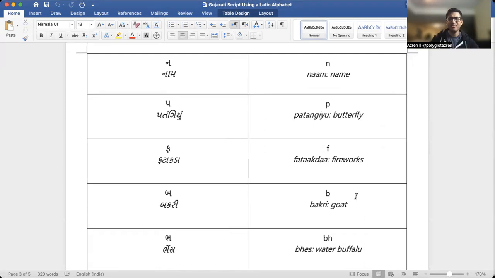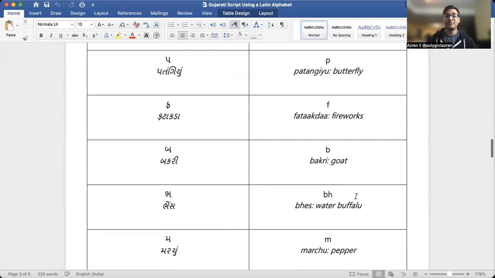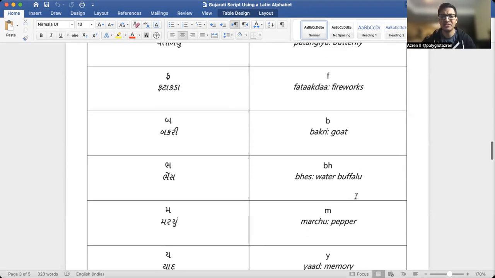Okay, next letter is a little bit easier. We have na, pa, fa, and ba. Okay, na, pa, fa, ba. Very easy to pronounce. Na, such as the word nam, is written with a lowercase n. Pa, such as the word patangyu, which means butterfly, is written with a lowercase p. Fa, such as fatakra, which means fireworks, is written with a lowercase f. Ba, such as bakri, bakri is a goat. Ba is written with a lowercase b. Very easy set of 4 letters.